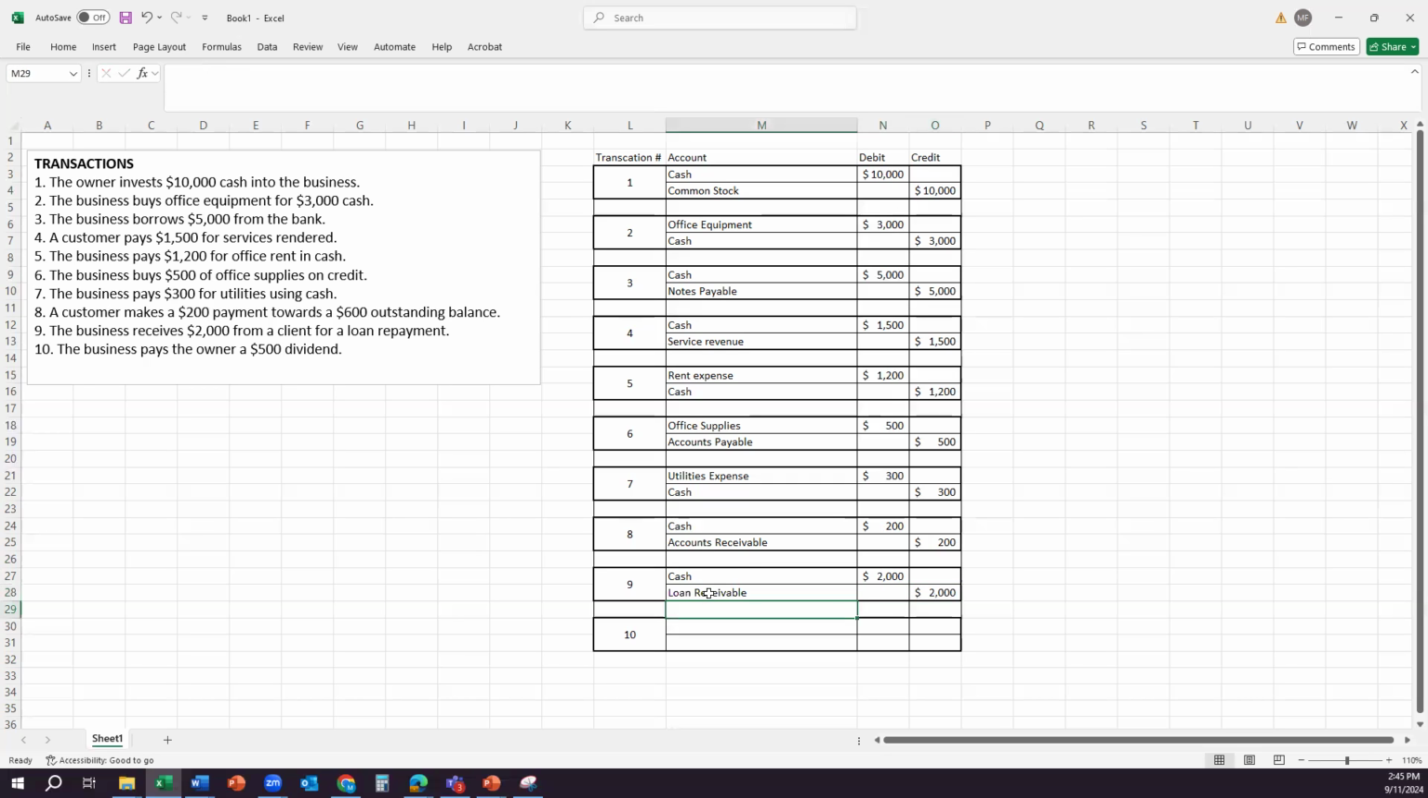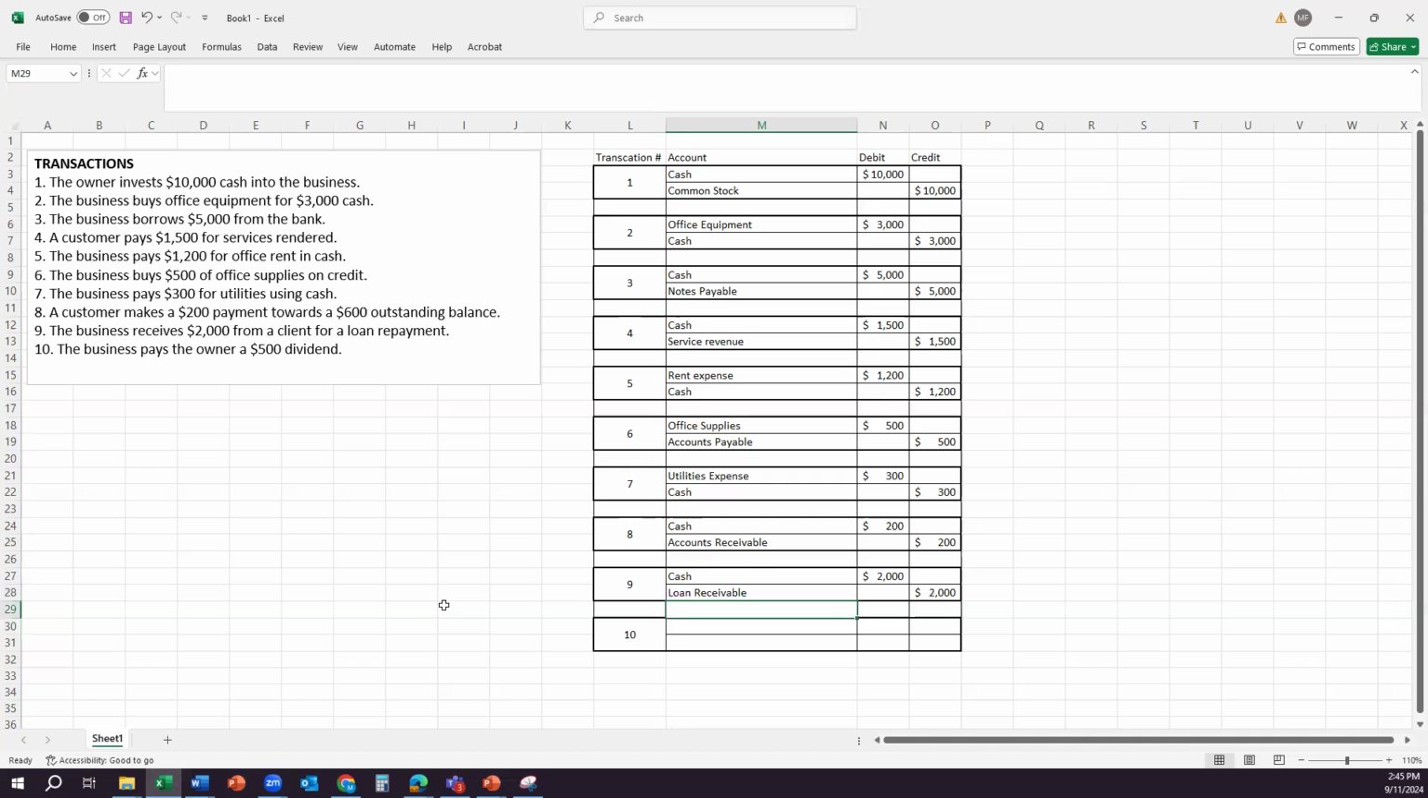Whenever money is owed to us, it's on our books as an asset. So if somebody owes me $2,000, that's an asset. It's not the same as having the cash of 2000, but it still has the value. And when they pay me, then my cash will go up and the loan receivable, the amount they owe me, will go down. Last one, the business pays the owner a $500 dividend.